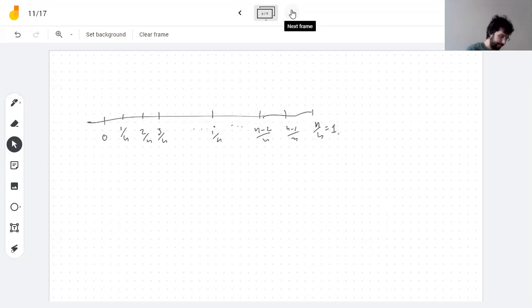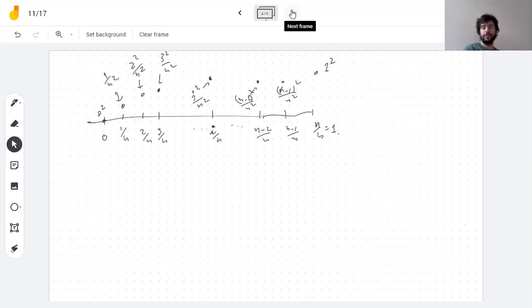So the corresponding points up here are the squares. This is i, this is going to be i squared over n squared. So they're all whatever is on the x-axis squared. And the last one is 1 squared. So I guess my picture is not to scale.